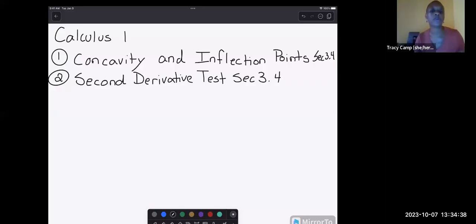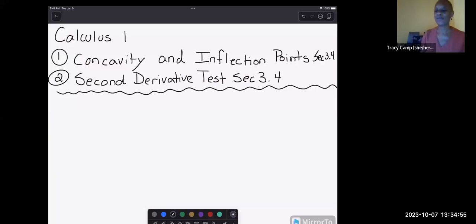And then also 3.4 is about what's called the second derivative test, which is just an alternative to the first derivative test, which I talk about in section 3.3. You can actually do everything with the first derivative test. You don't really need the second derivative test, but a lot of people prefer it because sometimes it can be less complicated to work with. The thing is that the second derivative test doesn't work all the time. And the first derivative test does work all the time.